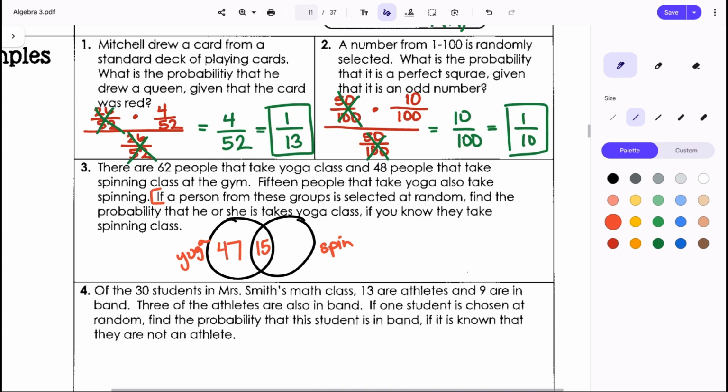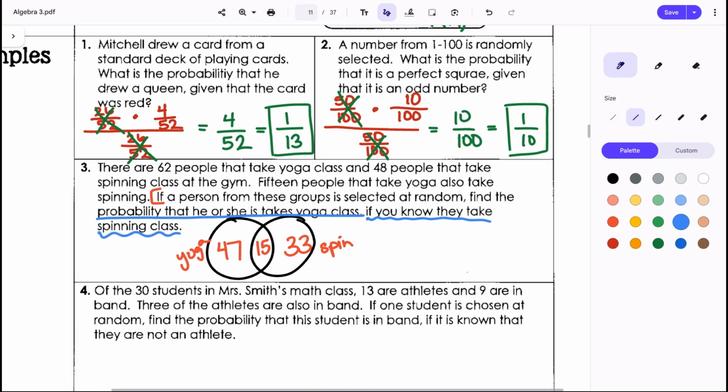The same thing's going to happen with the spin class. We have 48 people who take spin. But again, 48 take away the 15 would be what? 33. All right, so there's our Venn diagram. So now let's read what the problem says. If a person from these groups is selected at random, find the probability. So find the probability that he or she is taking yoga if you know that they take spin.